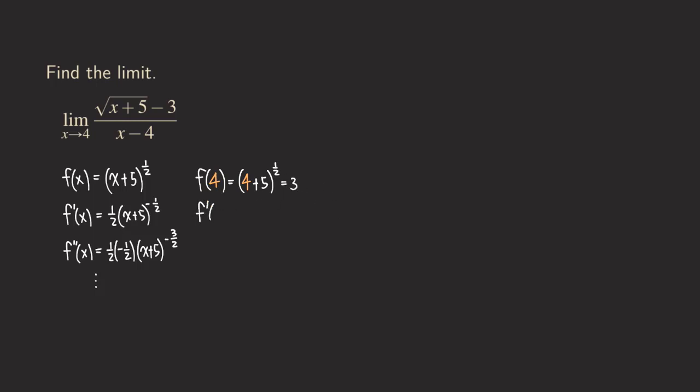Then now the next one, f prime of 4. What is that? That is going to be 1/2 times 4 plus 5 raised to the negative 1/2. So now what happens is that we get 4 plus 5, which is 9, and that is in the denominator because of the negative exponent. So we are going to get the square root of 9 in the denominator. And what is that? That is 1/2 times 1/3, which is what? 1/6. Okay, so that's 1/6 here.